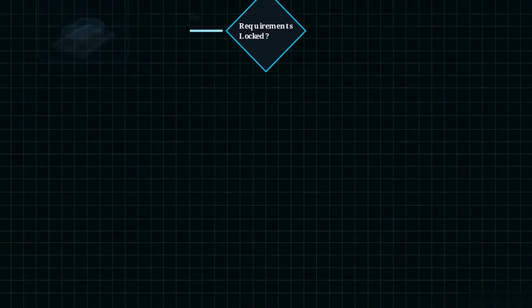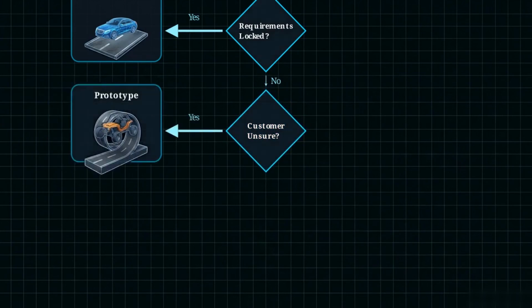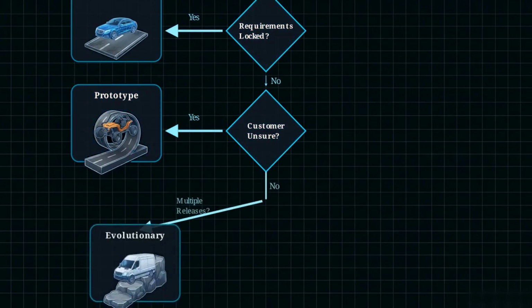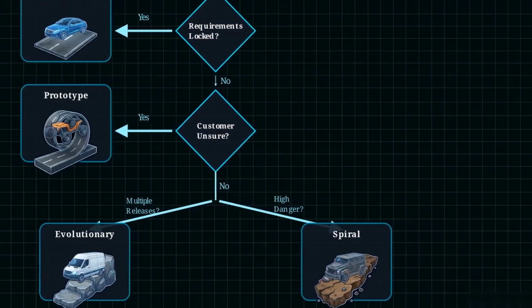Let's turn this into an exact sequence you can run in your head. Start with the most critical test. Are the requirements completely locked in? If yes, it's a straight line down the waterfall path. If requirements aren't fixed, ask if the customer is confused about the final product. If they need to see something first, you are looking at the prototype model. If the requirements are known, but the software needs to grow over time, choose evolutionary. If the project is high stakes and dangerous, the path leads to the spiral model.